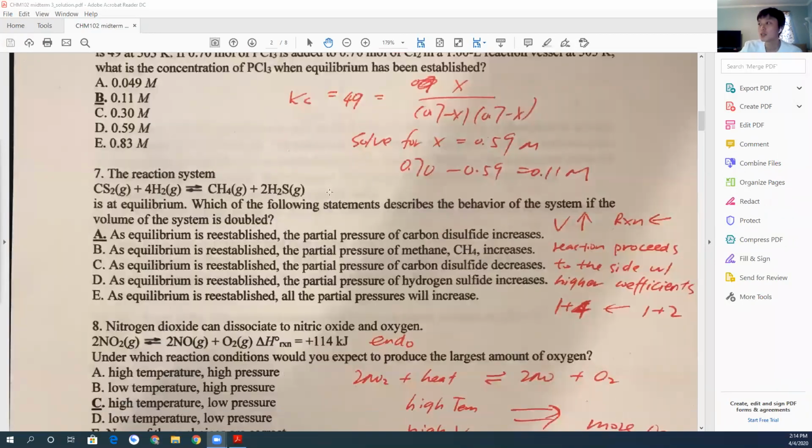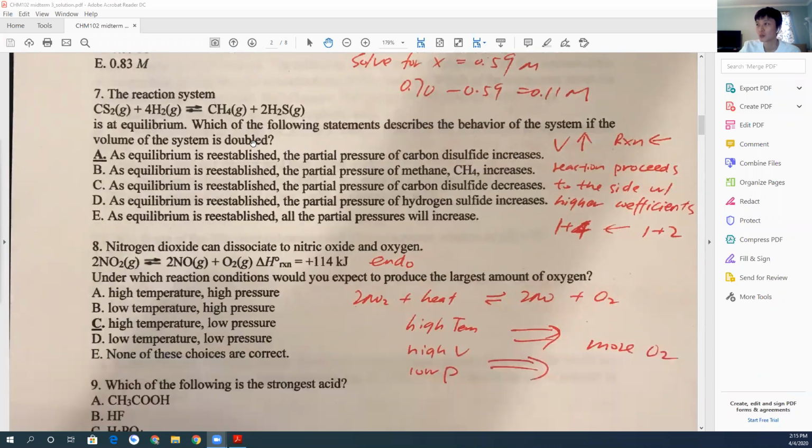So number 7, I made a mistake when I created this problem. I meant to ask you about the number of moles for each reactant and product, not the partial pressure. So I give everybody a point for that.